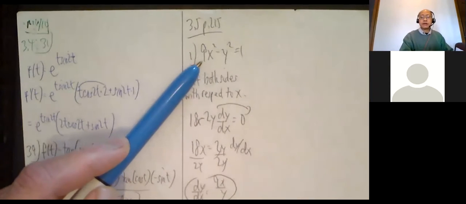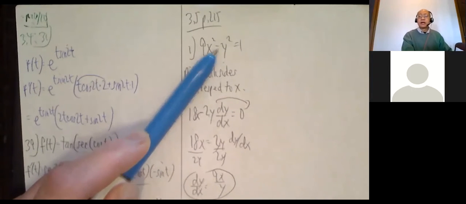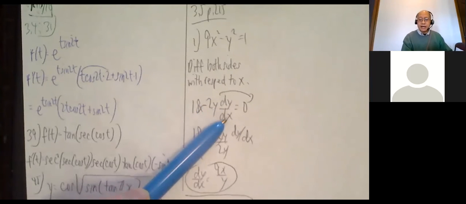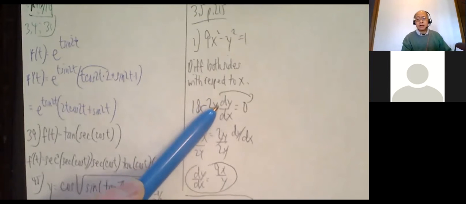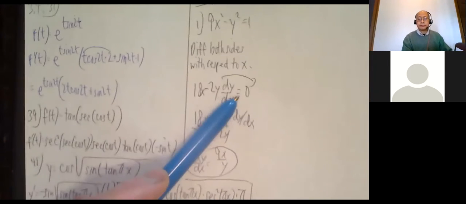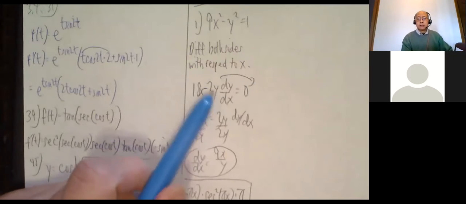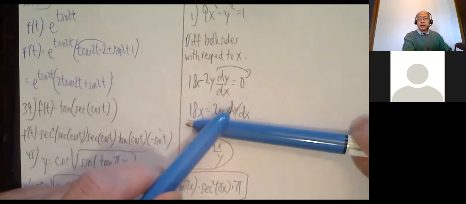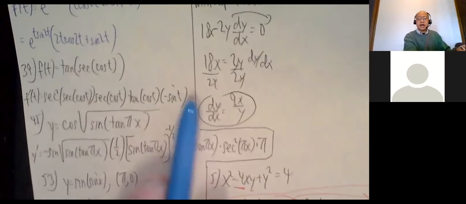So differentiate both sides. What's the derivative of 9x squared? 18x. What's the derivative of negative y squared? Since there's a y involved, you got to go negative 2y times dy dx. Technically you could put y prime. I want you to write dy dx. It's to set you up for later where you have to write the d notation. Equals the derivative of 1 is 0. Now algebraically solve for dy dx, that's all. So I move this one over. So I get 18x equals 2y dy dx. Divide both sides by 2y. And there we go. So dy dx is 9x over y.